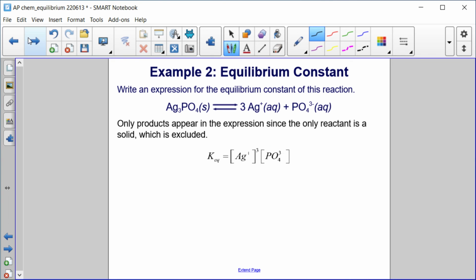Only products appear in this expression since the only reactant is a solid, which is excluded. So we have Keq, or K, equals silver ion concentration to the third power times the concentration of the phosphate ion.